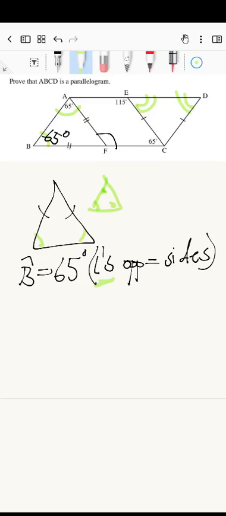The second thing you know about all triangles is the exterior angle. This one on the outside is equal to the sum of the opposite interior angles. So if you take this angle here and this angle here and you add them, it has to give you the one outside.